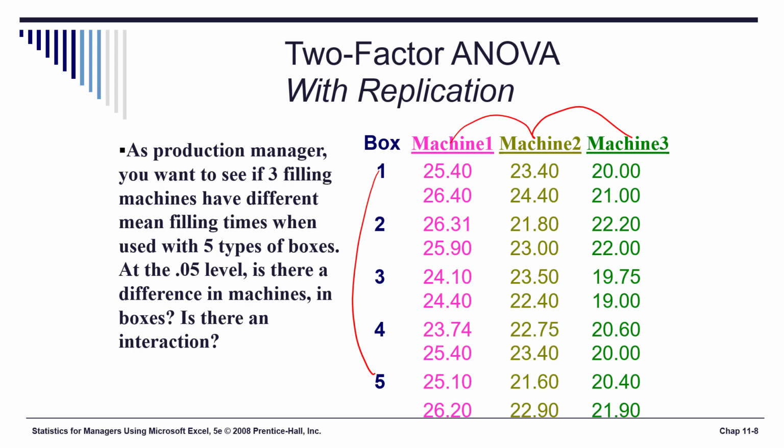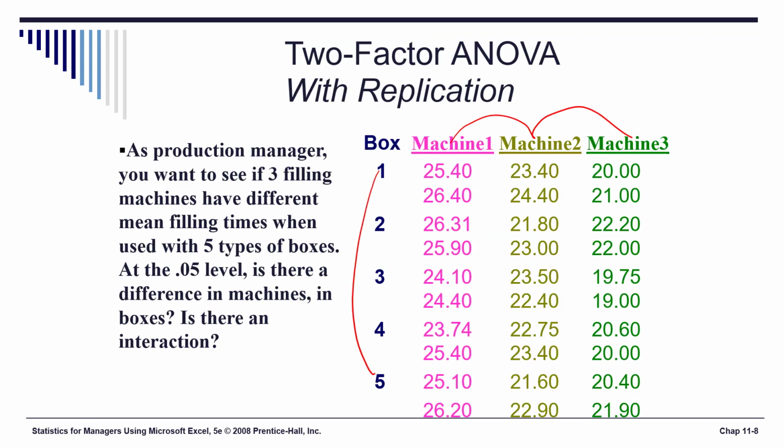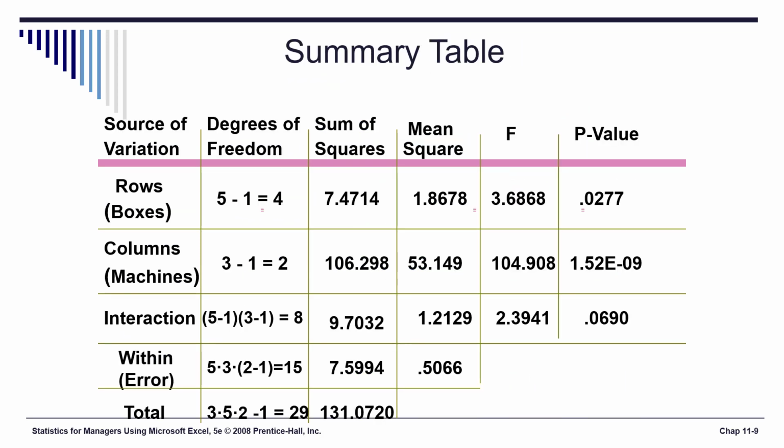So I'm going to use one of the examples and show you how to get the ANOVA outputs and also analyze the ANOVA outputs in a second. But let's take a look at this ANOVA output for this example here. For the source of variation for row factor, for all those 5 different boxes, degree of freedom is 4, sum of square error is 7.4714.